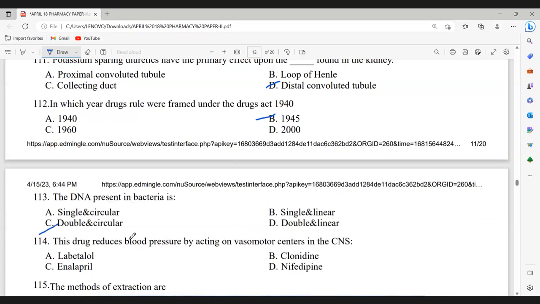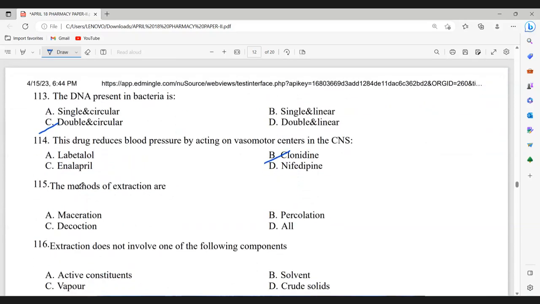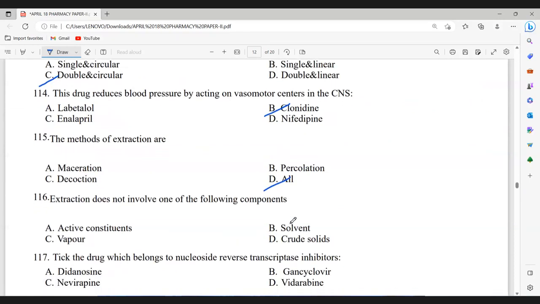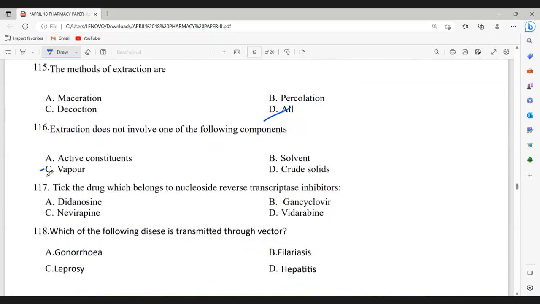Double stranded circular, yes. This drug reduces blood pressure by acting on vasomotor centers in CNS. Vasomotor centers in CNS is a direct question. That is clonidine. 115, the method of extractions are any methods of extractions. And 116, extraction does not involve one of the following components. Then 117, pick the drug which belongs to nucleoside reverse transcriptase inhibitor.